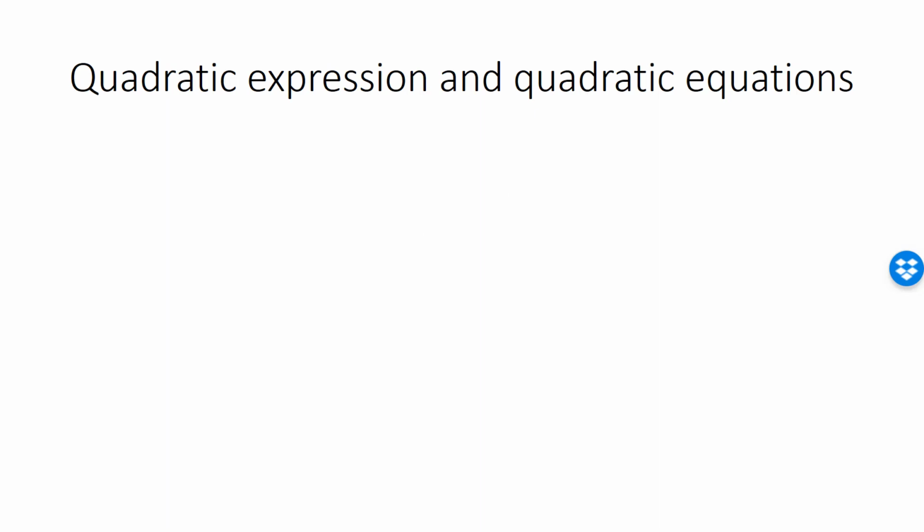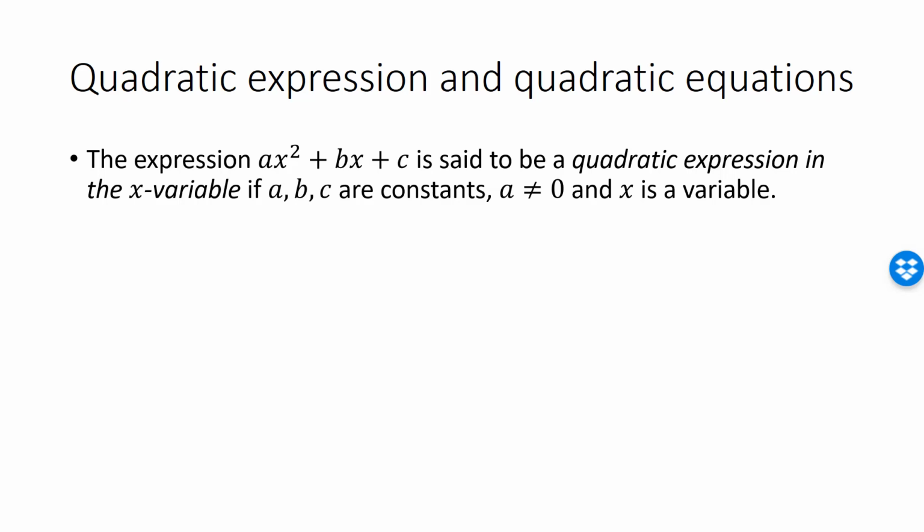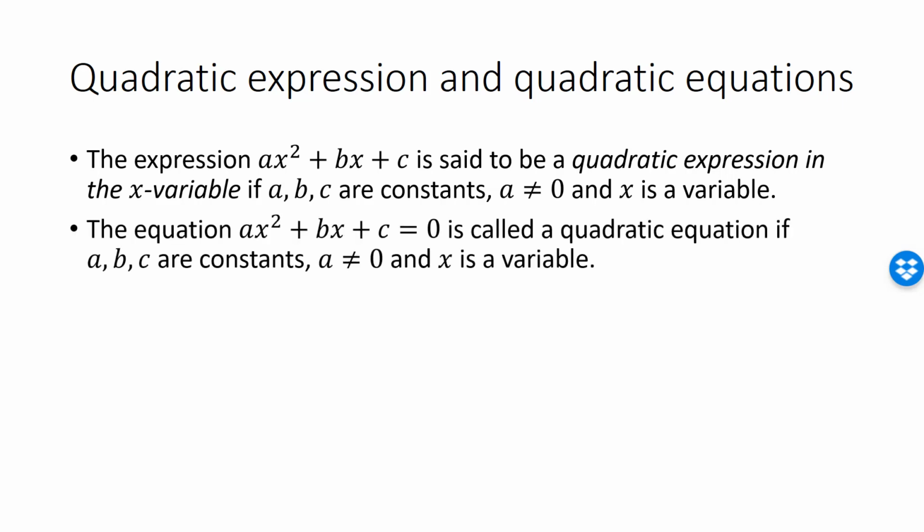Next, we say that a mathematical expression is a quadratic expression, or a quadratic expression in the x variable, if it can be written as a times x squared plus b times x plus c. We say that an equation is a quadratic equation if both the left-hand side and the right-hand side are quadratic expressions. Such equations can always be written as ax squared plus bx plus c is equal to 0, and they can always be solved, although they require a little bit more work than the linear equations.